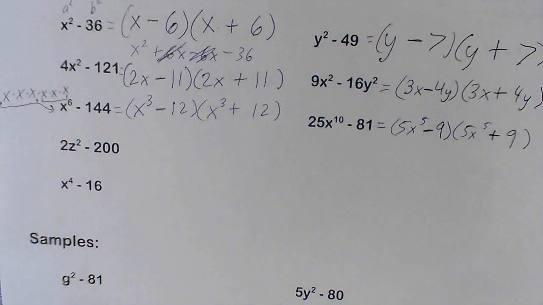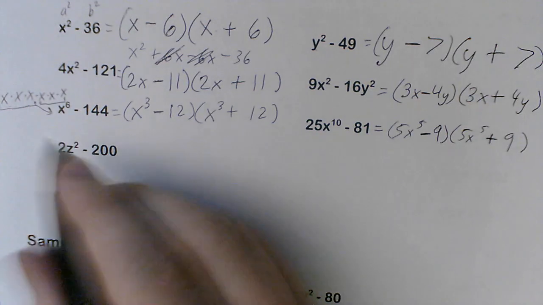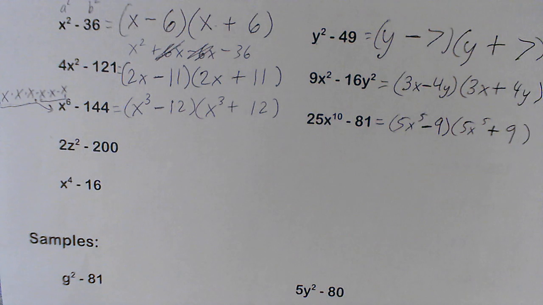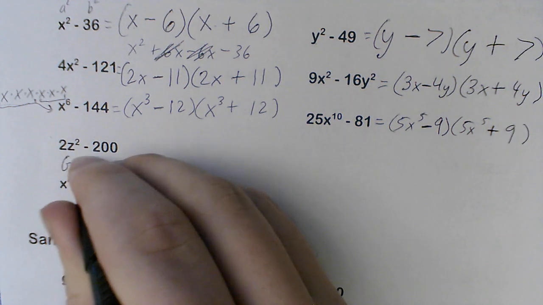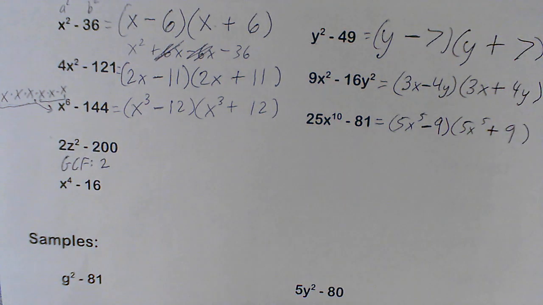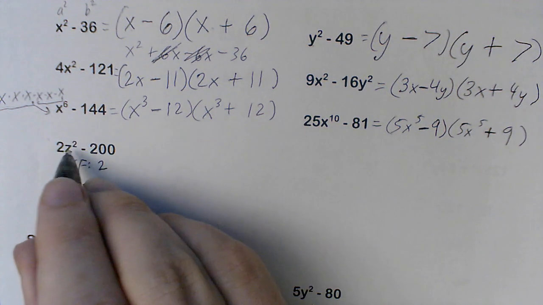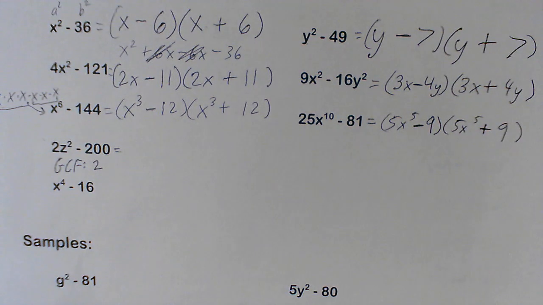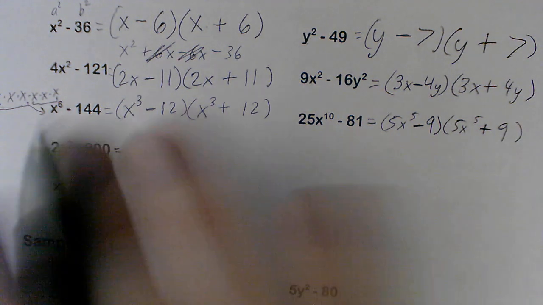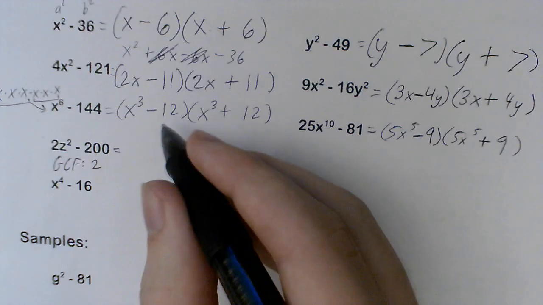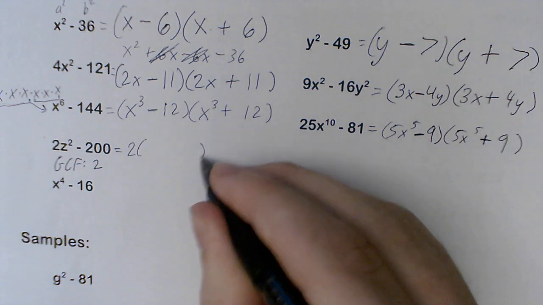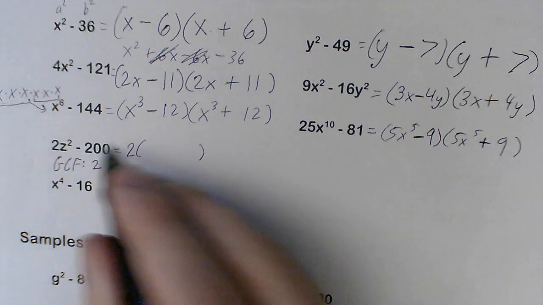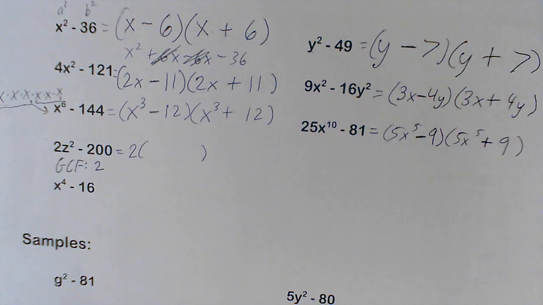For the next one, let's again check for a GCF. So we have 2 and 200. Is there a greatest common factor here? There is. It is GCF of 2. The greatest common factor is 2, because 2 goes into both 2z squared and 200. So before we do anything, we need to deal with that GCF. 2z squared minus 200, we are undistributing a 2, so we're going to cut a 2 from both of these terms.